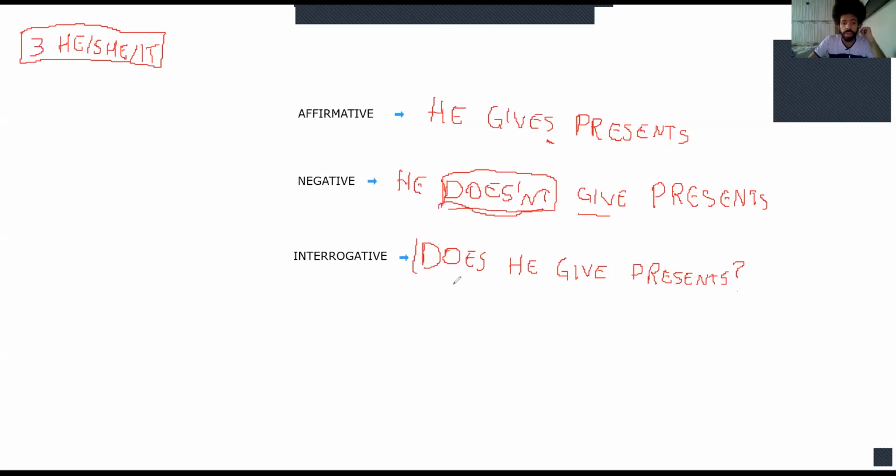Nessas duas formas aqui, interrogativa e a negativa, nós temos algo similar que é o verbo auxiliar do. O do é o auxiliary verb do simple present. O do é o verbo auxiliar do simple present. E no caso do negativo e do interrogativo, é ele que flexiona, não é o verbo principal. Então você não vai falar he don't gives, você vai falar he doesn't give presents.